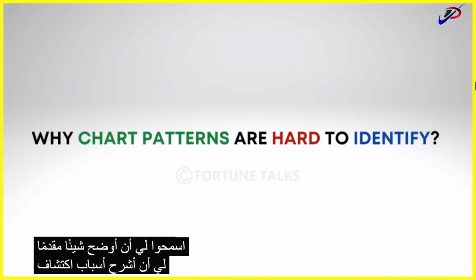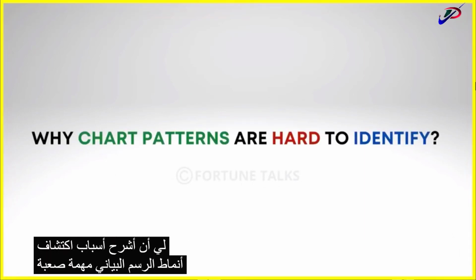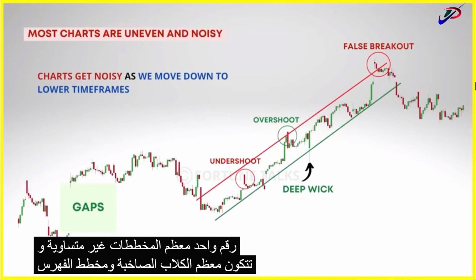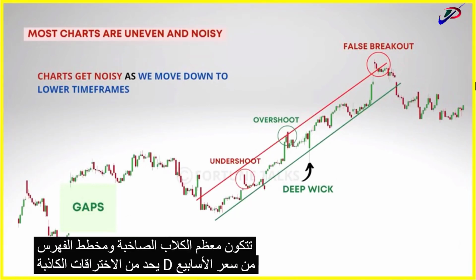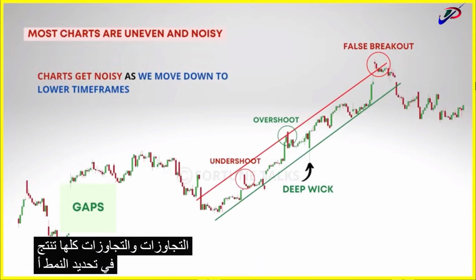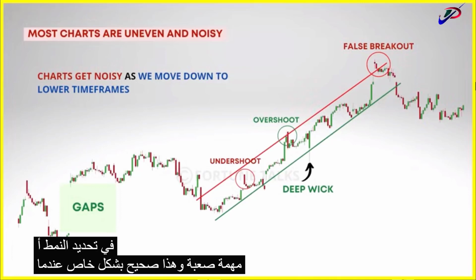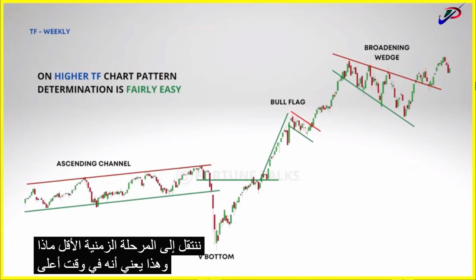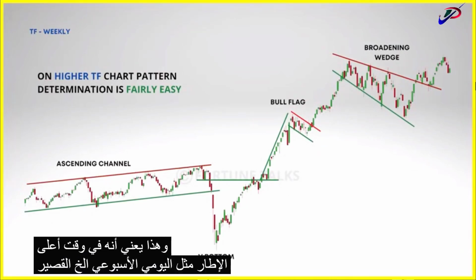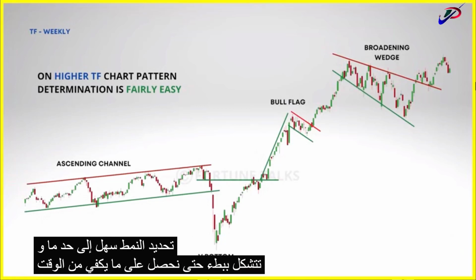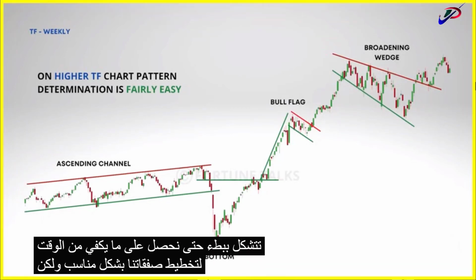Let me explain the reasons why spotting chart patterns is a difficult task. Number one, most charts are uneven and noisy. Most stock and index charts consist of deep wicks, price gaps, false breakouts, overshoots and undershoots, all resulting in making the pattern determination a hard task. This is particularly true when we move to the lower time frames. What this means is that on a higher time frame like daily, weekly, etc., the chart pattern determination is fairly easy and forms slowly so that we get enough time to plan our trades appropriately.